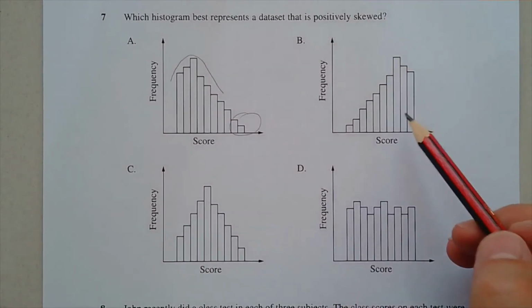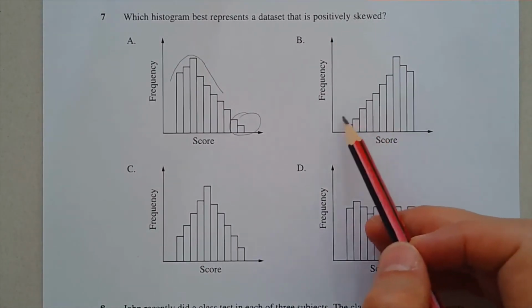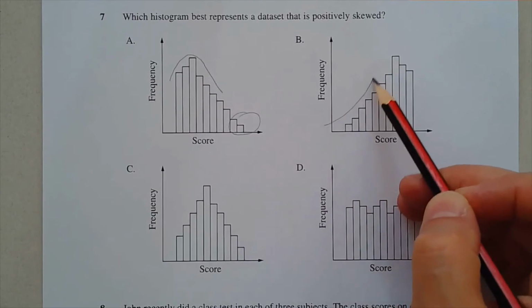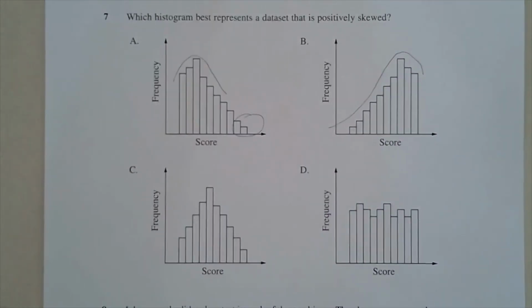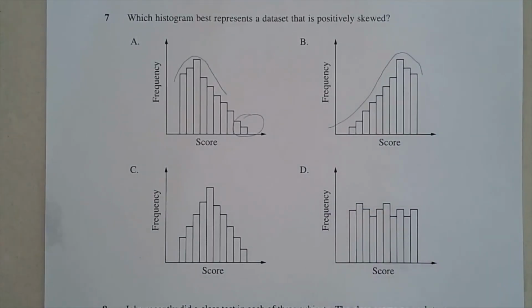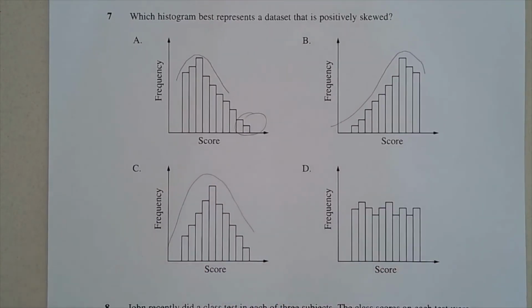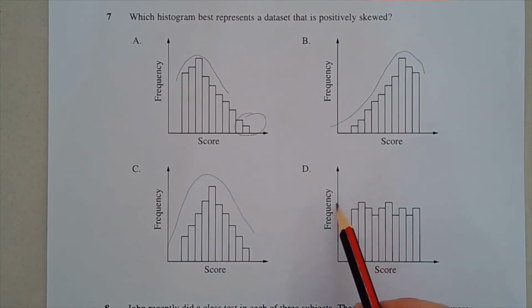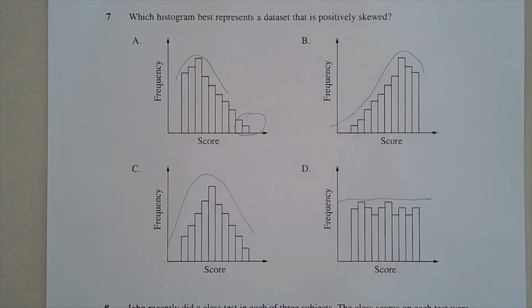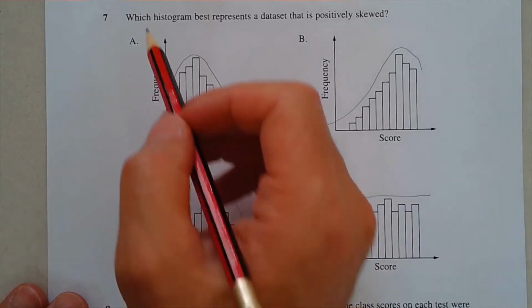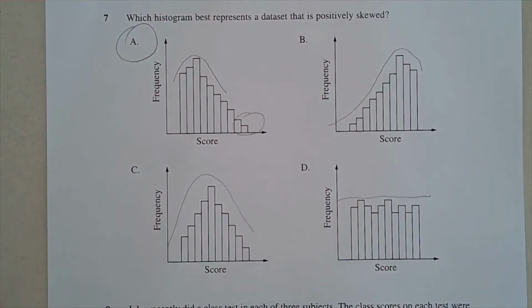Option B is the other way around. You've got the tail on the left, and we don't want that because that's negatively skewed. So it really goes by where the tail is, or the position of the tail. C is somewhat symmetrical, and D is somewhat uniform. So it's option A.